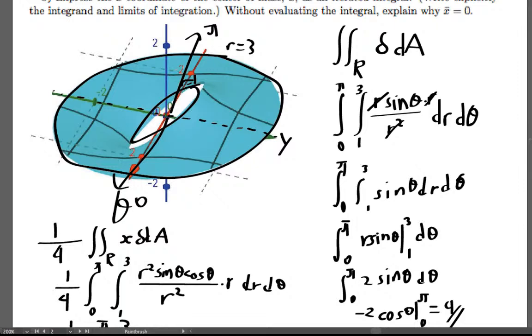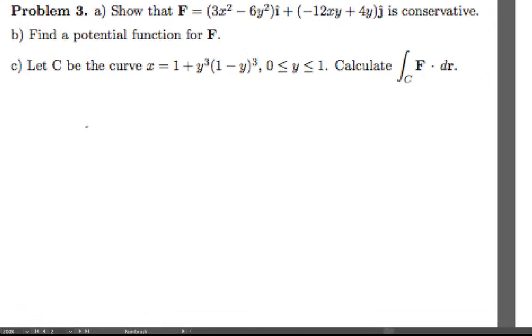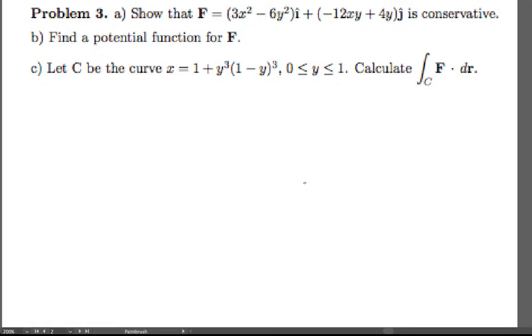Okay, good. Next up here. Show that F equals (3x squared minus 6y squared) i hat plus (negative 12xy plus 4y) j hat is conservative. B, find a potential function for F. C, let C be the curve x equals 1 plus y cubed, 1 minus y cubed, from y equals 0 to y equals 1. Calculate that entire thing. I was pretty lazy to read the entire thing.